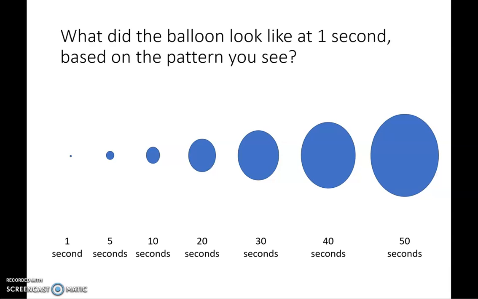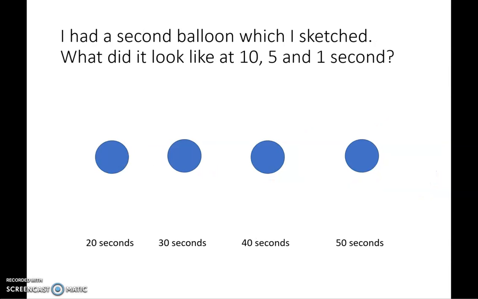Another way I can look at this is if I had a second balloon, and this is what that balloon looked like at 20 seconds, 30 seconds, 40 seconds, and 50 seconds. Based on the pattern you see here, what is the most reasonable way that balloon looked at 10 seconds, 5 seconds, and 1 second? You look at these images and see that's the pattern going forward. If I bring that pattern going backwards, what would that look like instead?